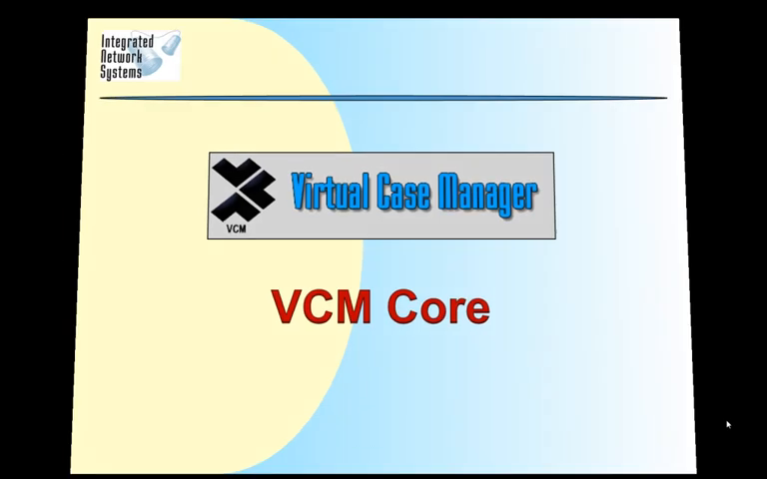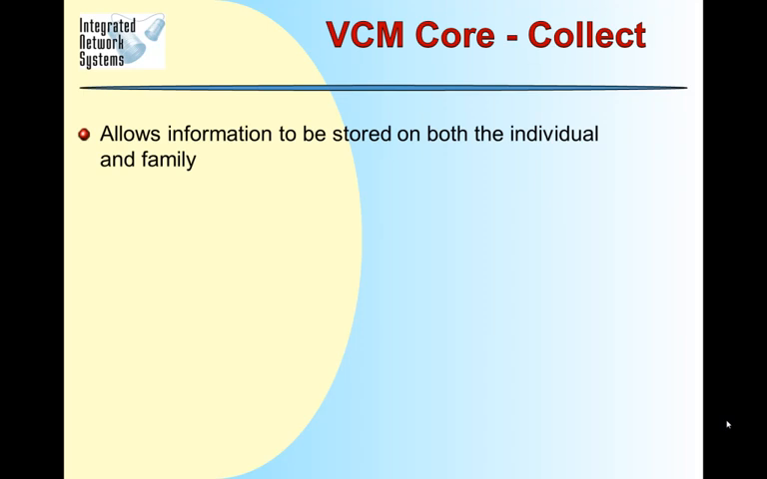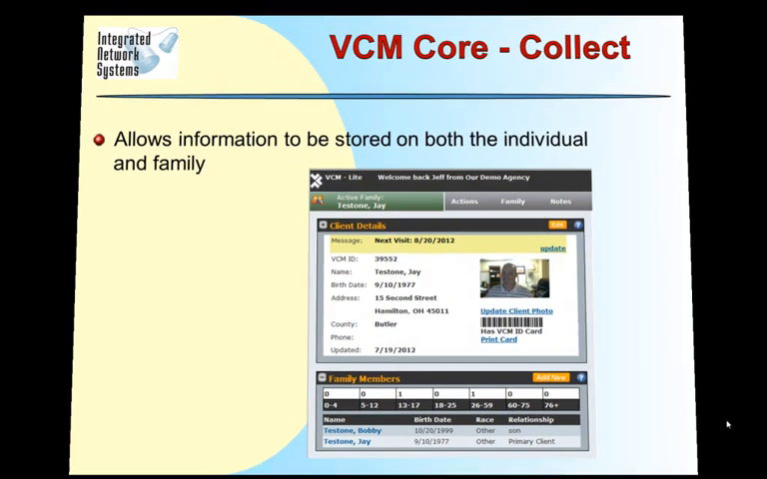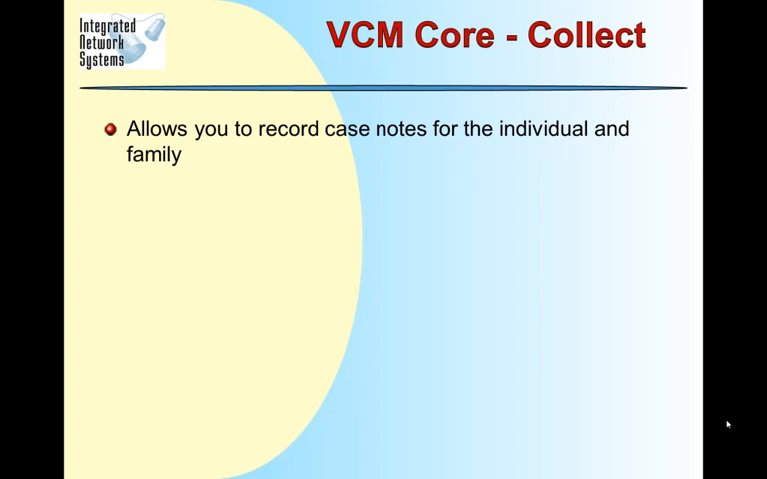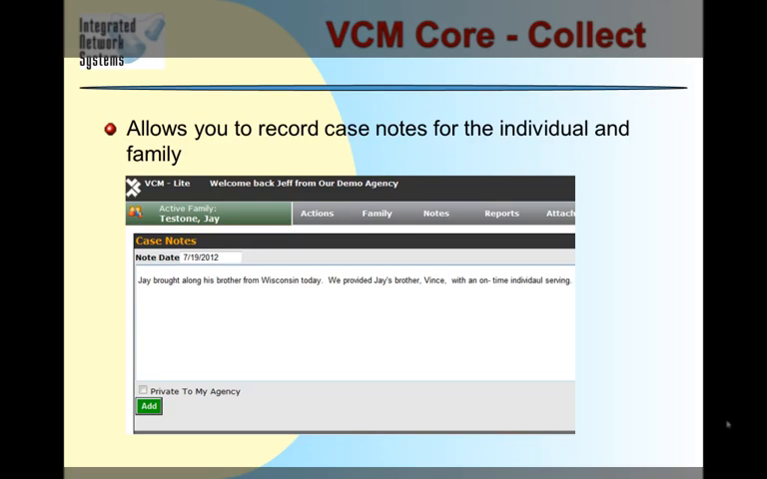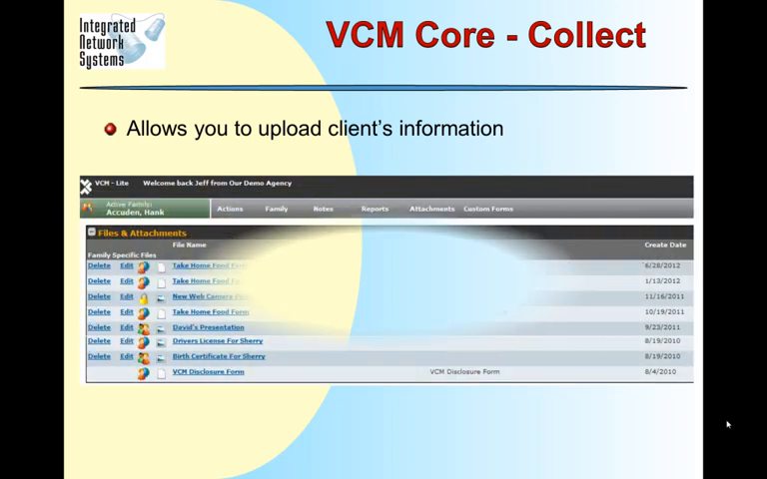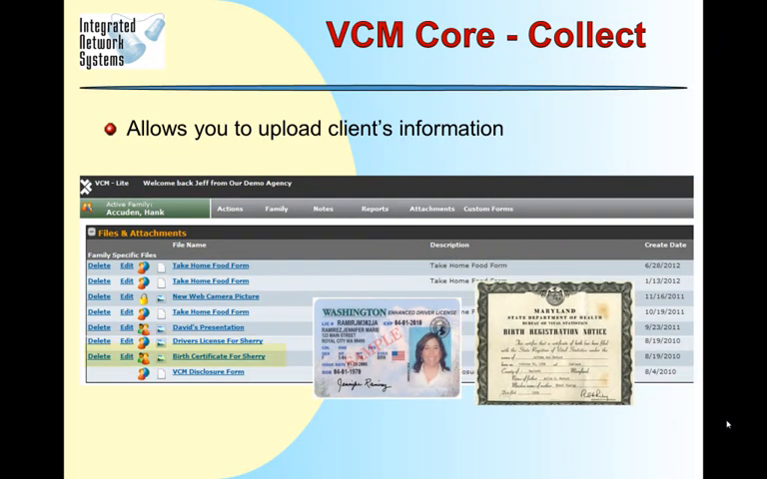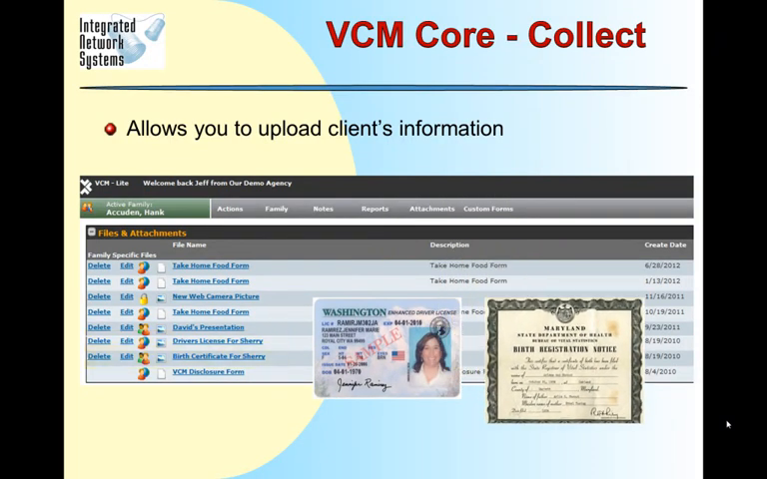The collection function of the Virtual Case Manager allows you to collect information and store it on both the individual and family member. It will also allow you to record and collect case notes for an individual or family. If a client is at your agency and notes were taken, it will allow you to review those notes at a later date. The Virtual Case Manager also allows you to upload clients' information. You can upload things such as driver's license, birth certificate, or other forms of identification. This really helps the agency and the client. On the client's next visit, you will already have a copy of these items.